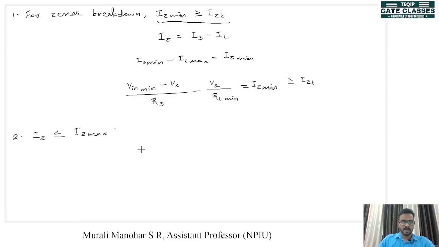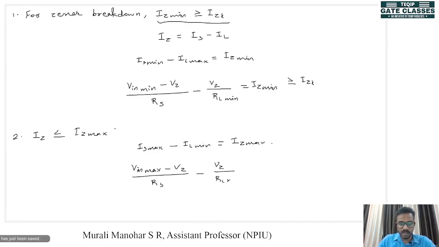So we will look at the worst case scenario again, that is our IS will be maximum and IL will be minimum. That is the case when IZ could go maximum. This corresponds to IZ max. For IS to be max, Vin must be max. So Vin max minus Vz divided by Rs minus, for IL to be minimum, RL must be maximum, Vz divided by RL max. This will give us IZ max.